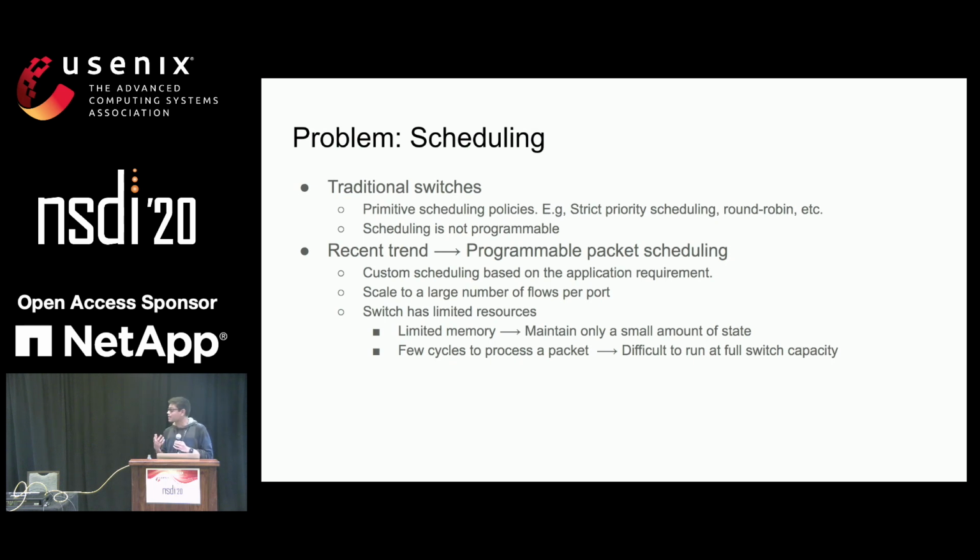For programmable scheduling, we want a design that is capable of supporting a large number of flows. Another important challenge is that switches have very stringent resource constraints. Switches have a limited memory. This implies we can only maintain a small amount of state. Moreover, switches only have a few cycles to process a packet. If the operations for scheduling take a larger number of cycles, then the switch pipeline will stall, wasting valuable link bandwidth.